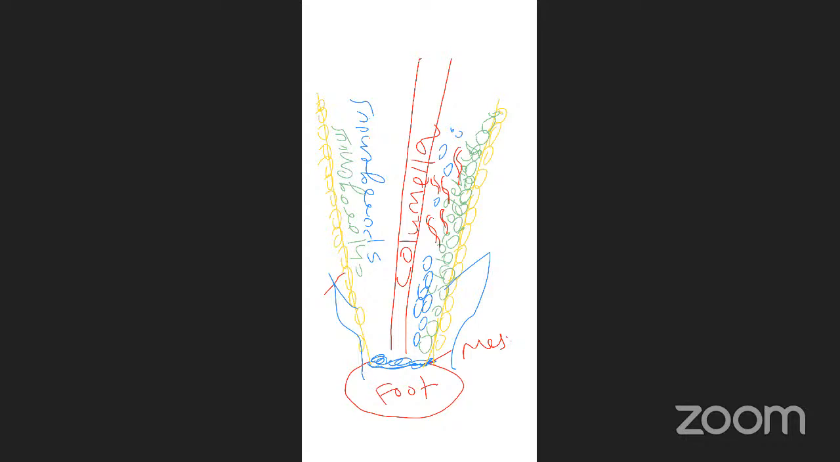Next, chlorogenous tissue. The chlorogenous layer is not present in Riccia and Marchantia; chlorophyllous cells, that means chloroplast-containing cells, are present in Anthoceros. Those cells are absent in Riccia and Marchantia. What is the function of chlorogenous tissue? Photosynthesis and food preparation. Then what about Riccia and Marchantia?